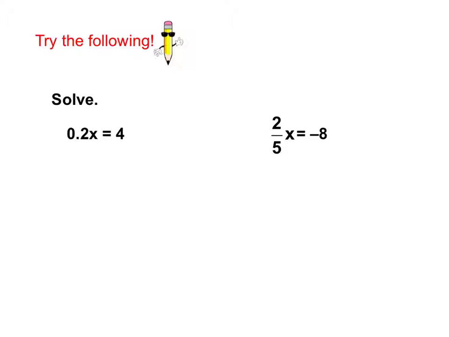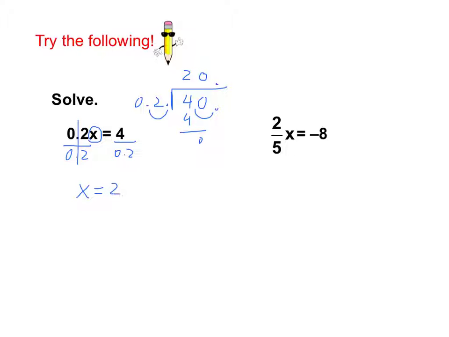Go ahead and pause the video again and try each of the following. Here I have multiplication, so instead of multiplying by 0.2, I'm going to divide by 0.2. This would equal 1, so I have left 1x. Now we can do this on the side here. 4 divided by 0.2. I'll move the decimal once, so I'll have to move this decimal once. So I'm left with 40. And now 2 goes into 4 twice, and 2 goes into 0 0 times. So my answer is 20.